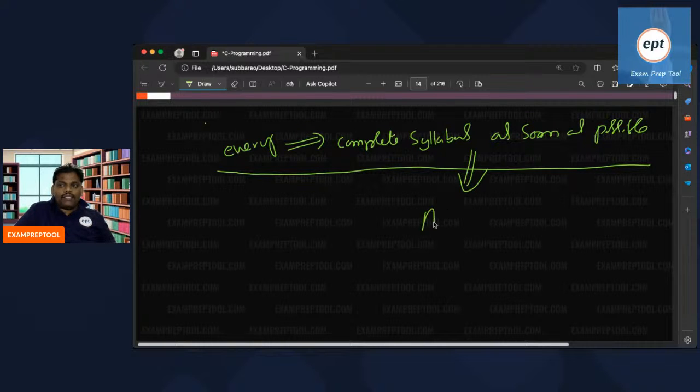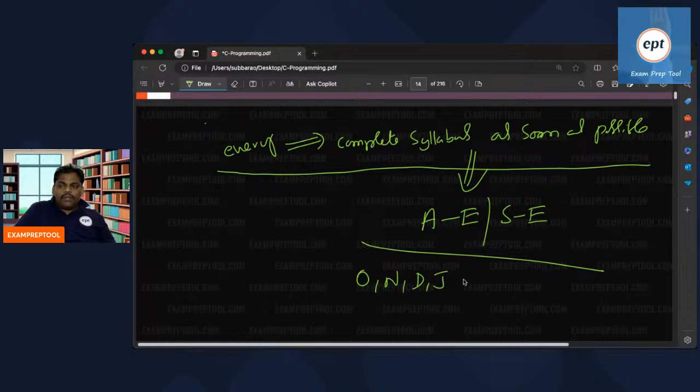Preferably by August ending or September ending. Suppose if you finish by September ending, then October, November, December, January, 4 months you can do practice. If you can complete it in August itself, you get 5 months to practice.